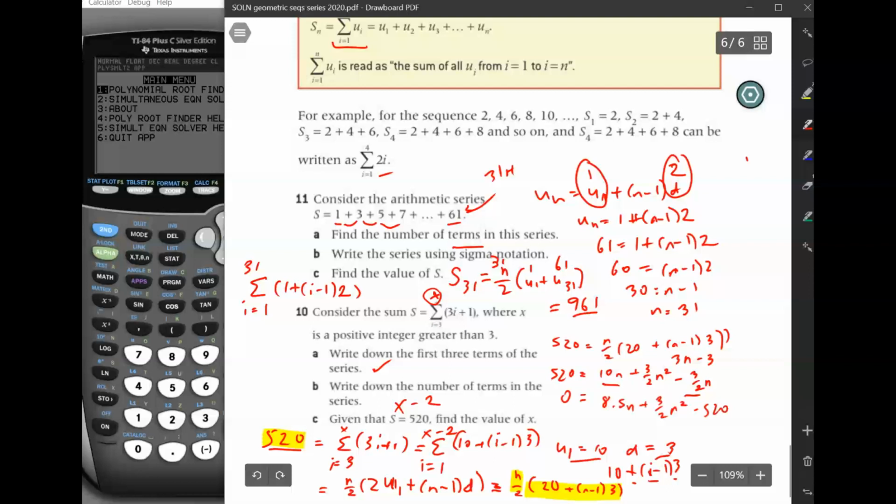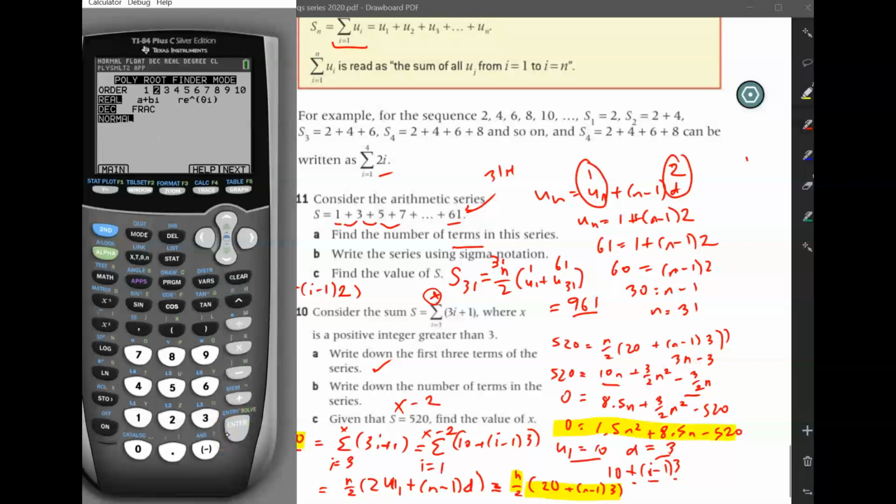And then I'm just going to change the order a little bit. I'm going to put 3/2 n squared first. 3/2 is just 1.5, so I'm going to put 1.5, 8.5 n minus 520. And now I'm going to highlight that, and I'm going to put this into poly-SMLT and solve it. So poly-SMLT order 2, because it's a quadratic, and I'm going to put these coefficients 1.5, 8.5, and negative 520 in for the three coefficients, and I'm going to press solve.